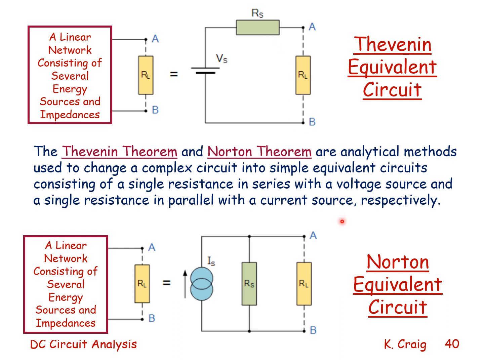And for the Norton equivalent circuit, we transform this complex network into a current source in parallel with a single resistance or single impedance. And RL again is the load resistance. These two concepts are very, very useful in reducing complex linear networks into very simple systems so as to determine the effect of adding a load to the complex circuit.